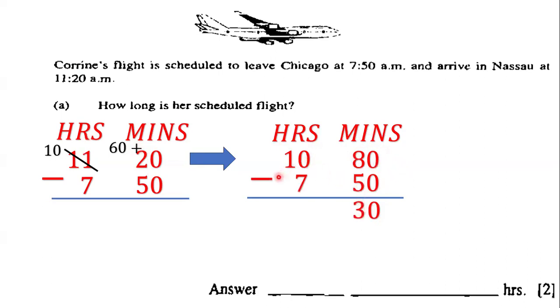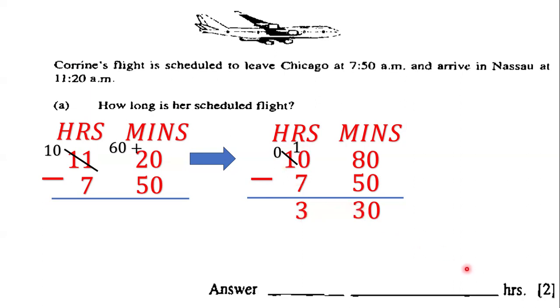Next, we say 0 minus 7. Well, we can't do that, so we have to go over and borrow 1 from the 1. We take away 1 from the 1, which gives us 0, and we put the 1 on top. Now what we actually have is 10 minus 7, and 10 minus 7 is 3. And so what we have is 3 hours and 30 minutes.